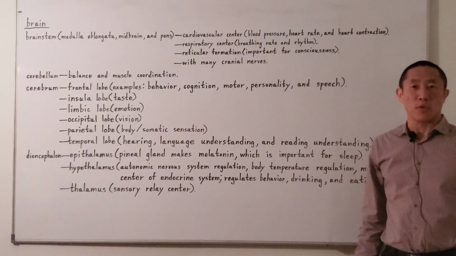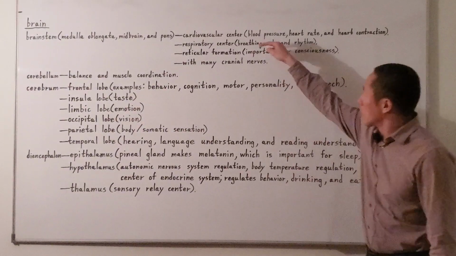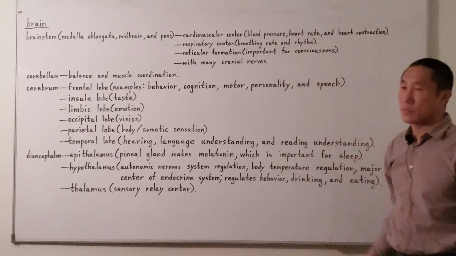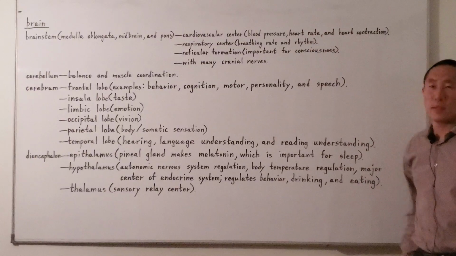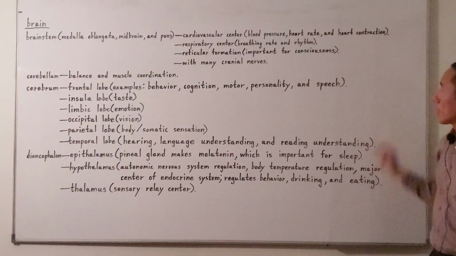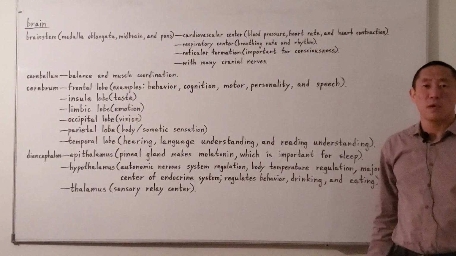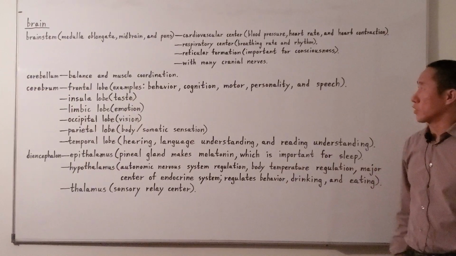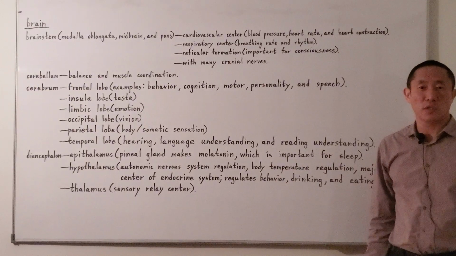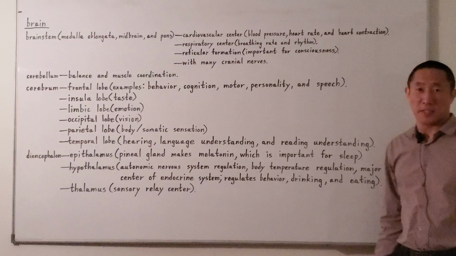Now, the cardiovascular centers regulate blood pressure, heart rate, and heart contraction. Now, how can you remember the cardiovascular centers regulate blood pressure, heart rate, and heart contraction? Just remember the word cardio means heart, the word vascular means blood vessel. All right, so that makes sense.